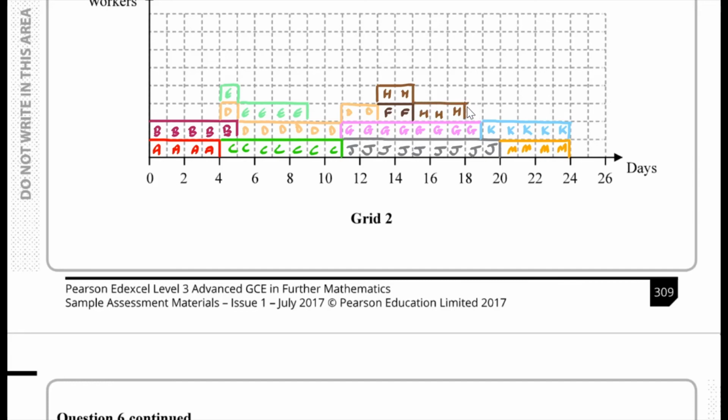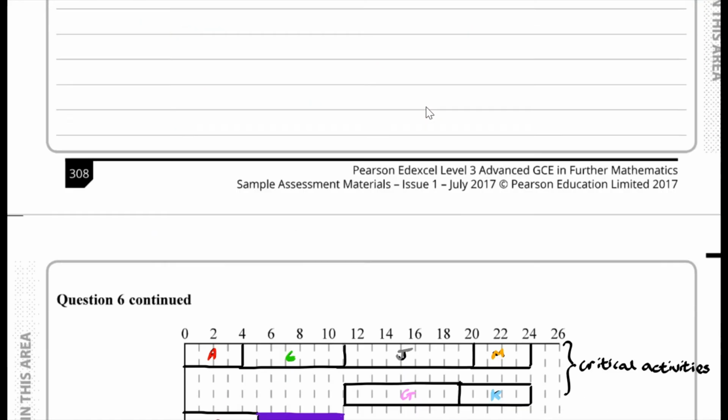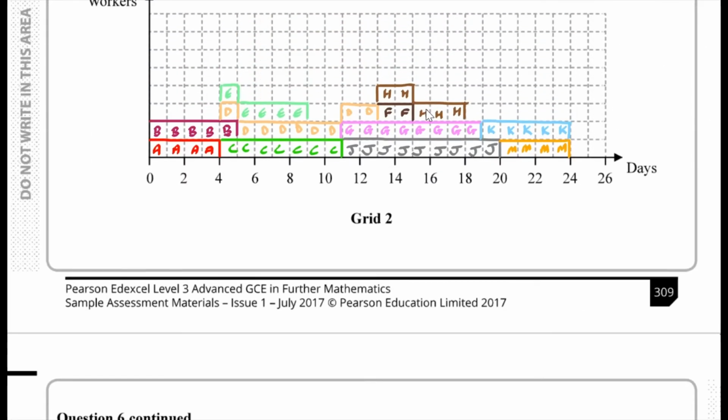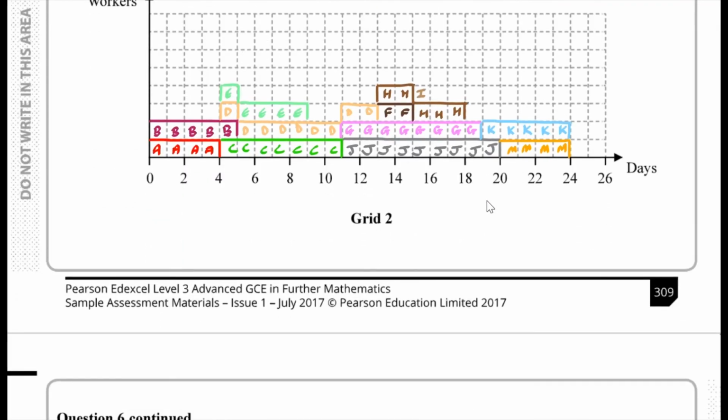And then we have activity I. Activity I is complete when we have 15. So let's just grab a different color. So activity I starts at 15. So if we go back here, I starts here, and I has a duration of 4. So we have I, and then this I over here. Okay, so that's activity I.